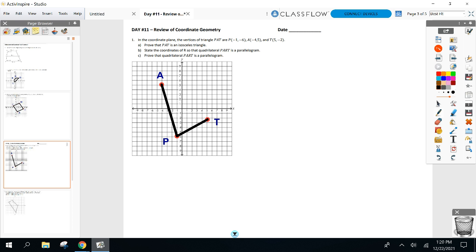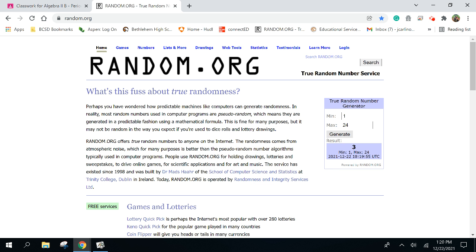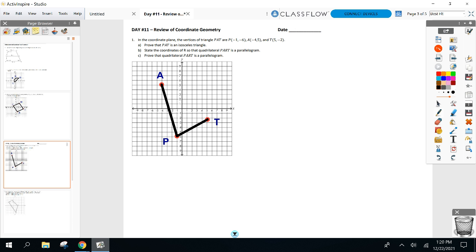Just by looking at, and I haven't filled in the other side for a reason. I didn't forget about it. But looking at your triangle PAT, what two sides do you think are probably going to be the congruent ones here? PA and AT. All right, what formula do I need to prove two sides congruent? Meg, what formula do I need? Distance formula. So here we go.